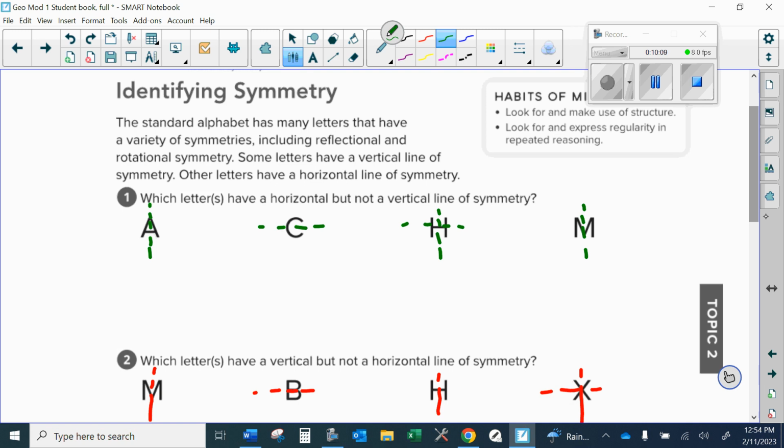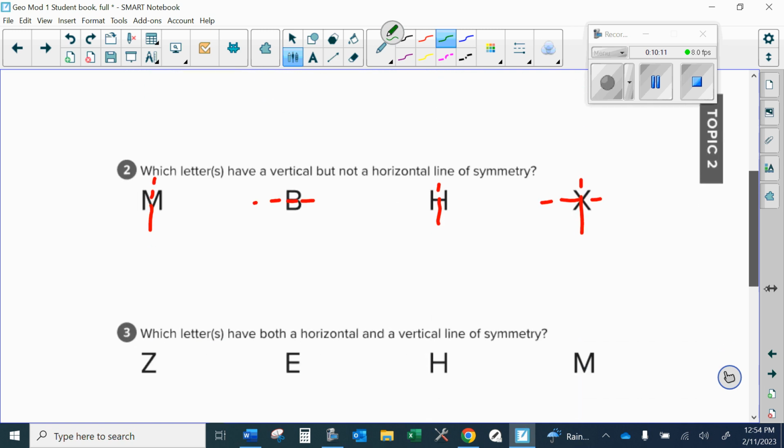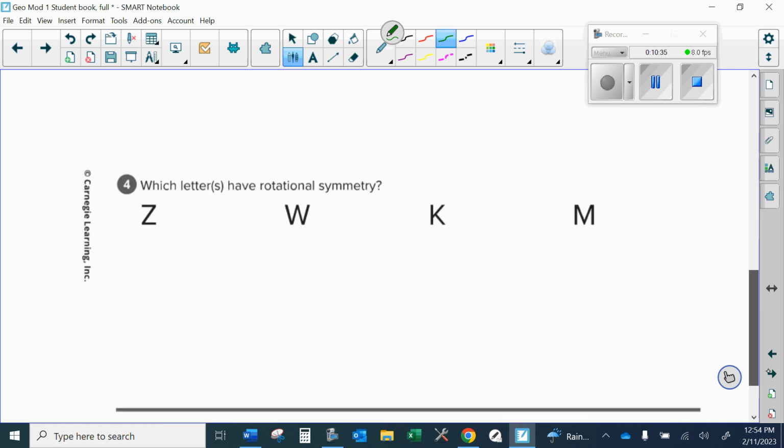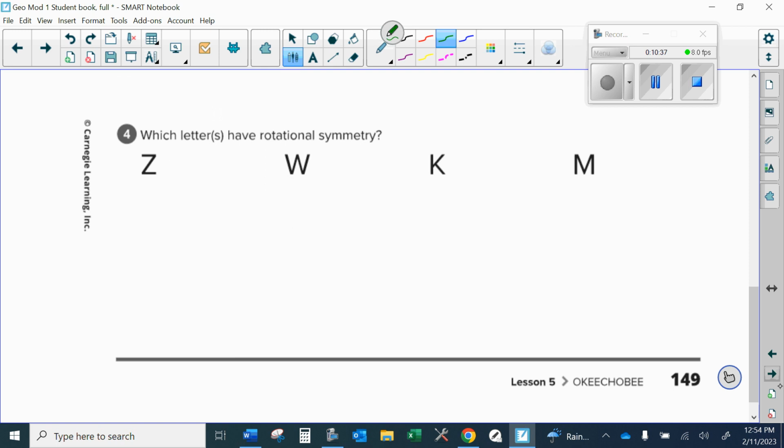Which letters have vertical but not horizontal? So it has vertical. M does, but no horizontal. B only has horizontal. H has both horizontal and vertical. And X has both. Okay, so the only one that has vertical but not horizontal is the M. So that's with those. You can practice more of those if you wanted to right there.